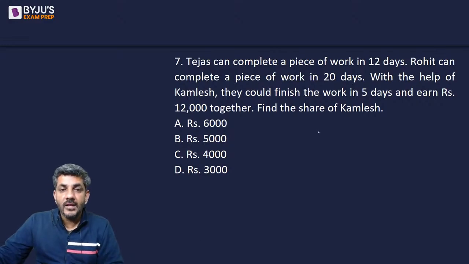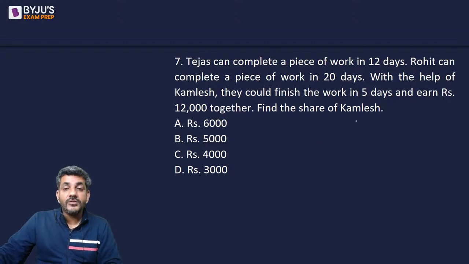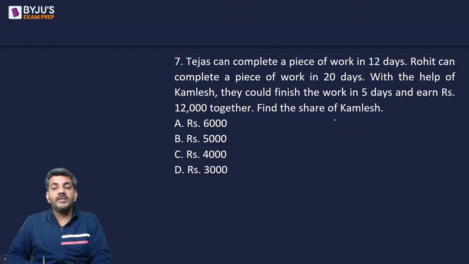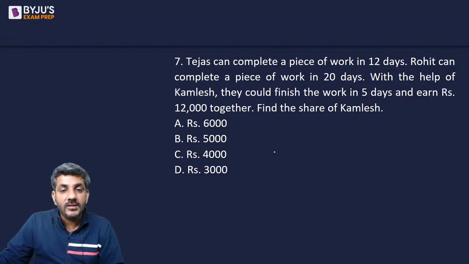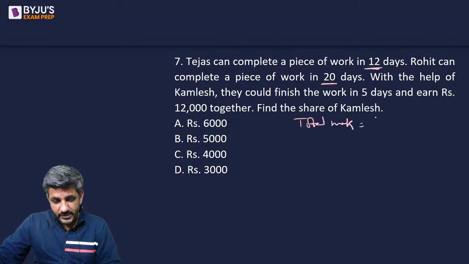Chaliye, let's do this. Tejas can complete a piece of work in 12 days. Rohit can complete a piece of work in 20 days. With the help of Kamlesh, they could finish the work in 5 days and earn rupees 12,000 together. Find the share of Kamlesh. Because Tejas can do it in 12 days and Rohit can do it in 20 days, let us assume the total work as an LCM of 12 and 20, which is 60 units.